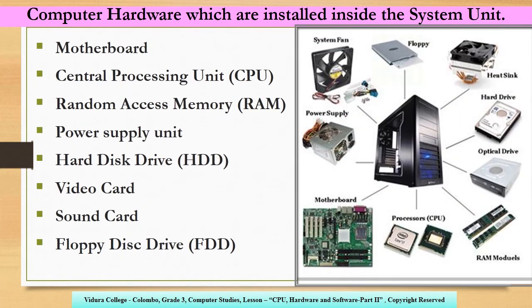This is the second type of hardware, that is computer hardware which are installed inside the system unit. They are motherboard, central processing unit, random access memory, power supply unit, hard disk drive, video card, sound card, floppy disk drive. So you can see the pictures of them too.